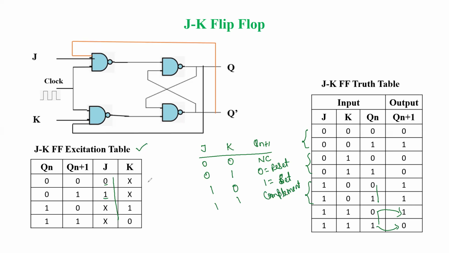Already we have verified, and the same can be done by giving all the situations. You have to keep in mind that when both inputs J and K are 0, there will be no change. For 0, 1, it will be reset, and the next state is going to be 0. For 1, 0, the next state will be set, that is 1. And when both values are 1, 1, it is going to complement. If the present state is 1, the next state will be 0. If the present state is 0, the next state will be 1. That is the complement. Thank you very much.